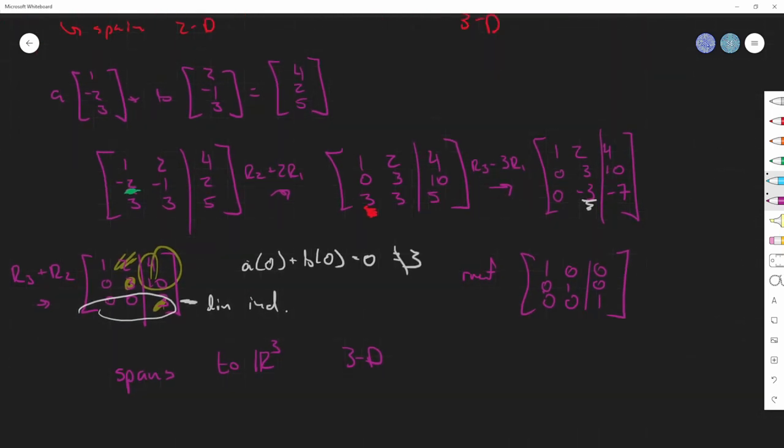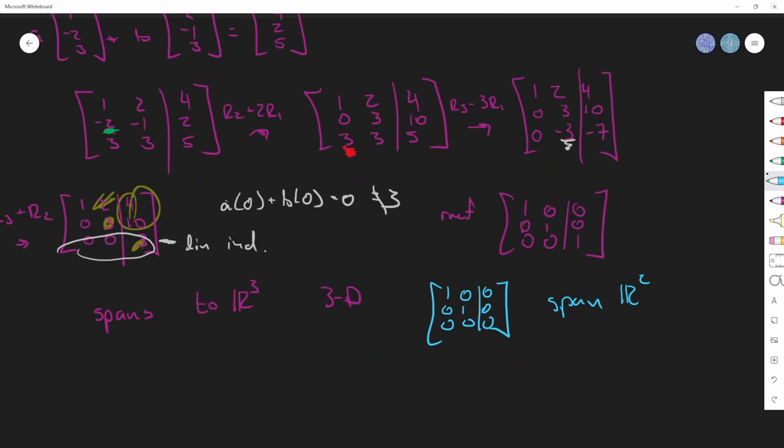If it was something like 1 0 0, 0 1 0, and 0 0 0, then this will span a plane. And then if it was 1 0 0 and zeros all the way, this will span pretty much a line. So this would be a line, this would be a plane, and then this would be 3D, so the XYZ coordinate system.